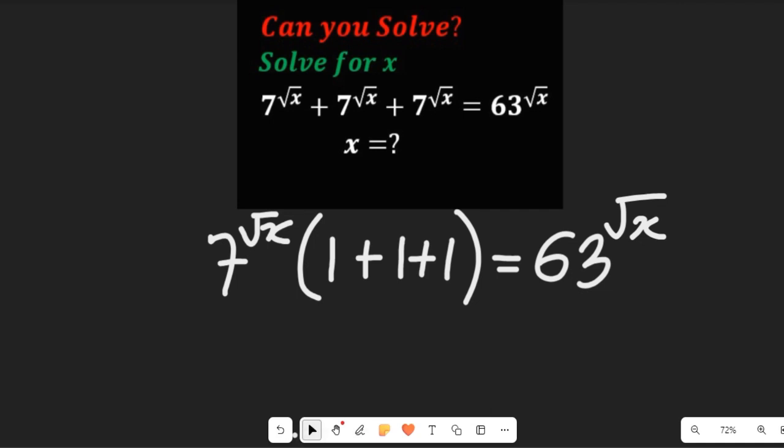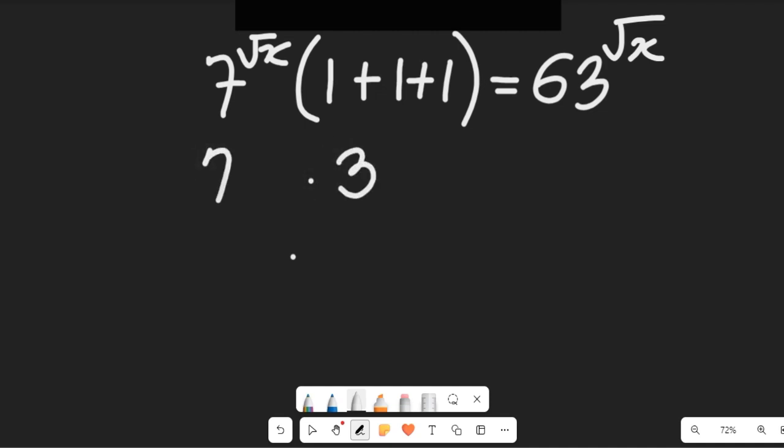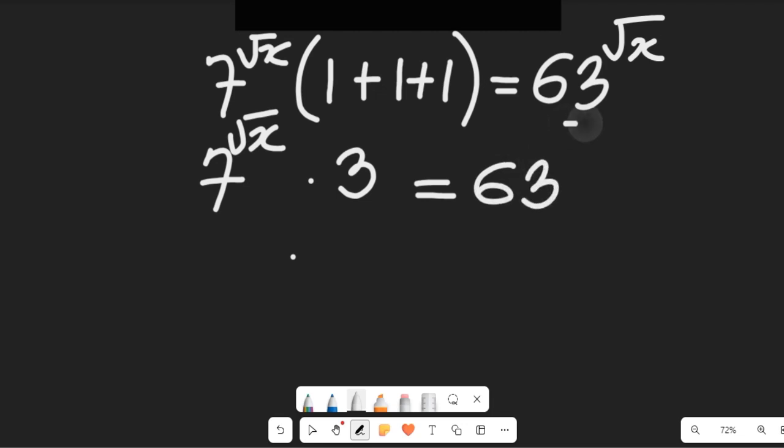Great. Since we have expanded this, 1 plus 1 plus 1 is going to give us what? 3. So we have 7 to the power of the square root of x multiplied by 3 equal to 63 to the power of the square root of x. Great. Now what do we do here?